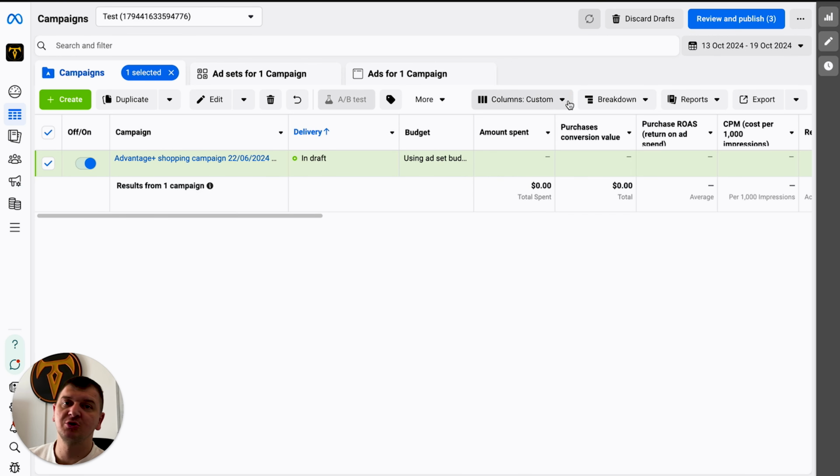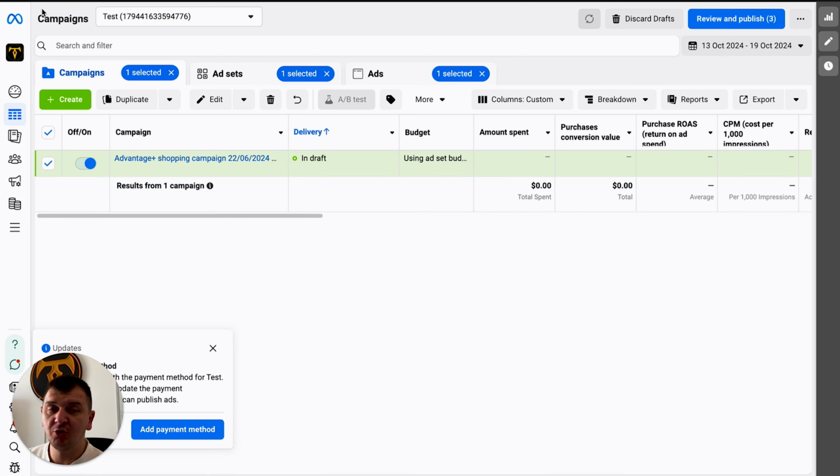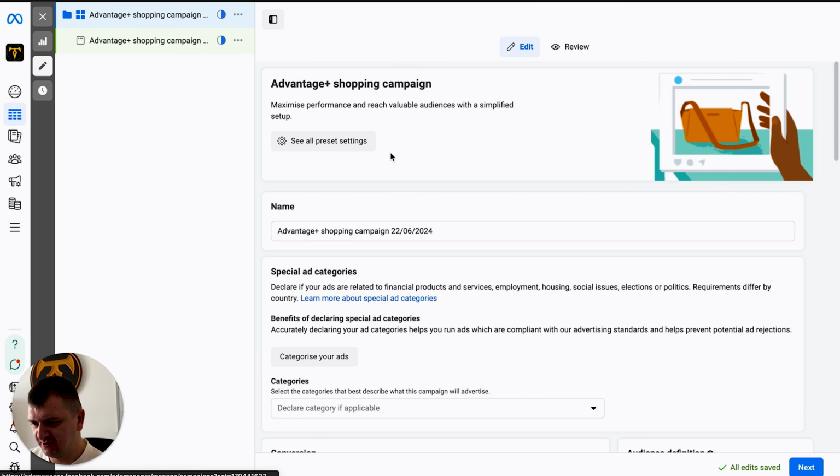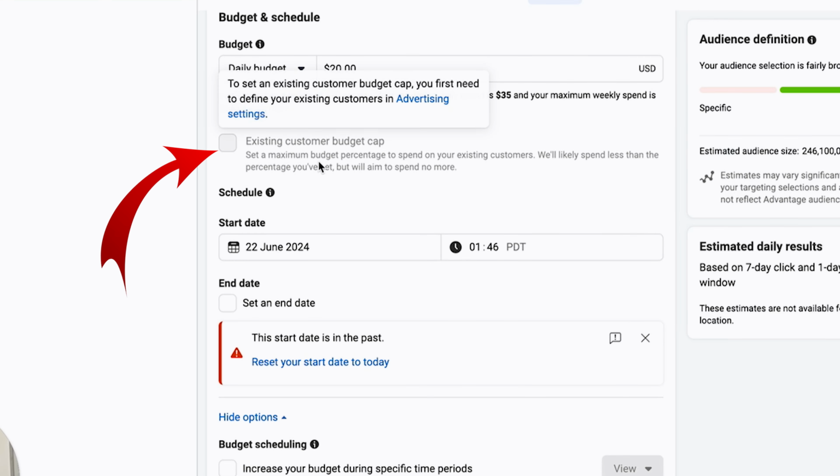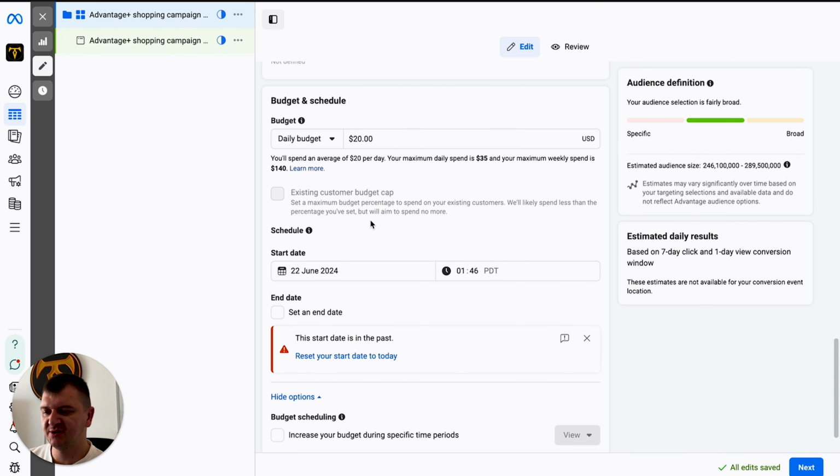And the last way that you can scale your Advantage Plus campaign is by reducing the amount of budget that goes towards retargeting and increasing the budget that goes towards prospecting. So when you create an Advantage Plus campaign and you scroll down, you see that there's a checkbox with existing customer budget cap. You can click on this, and at the moment it's not gonna allow me to edit it, but when you create your Advantage Plus campaign, you'll be able to click here and adjust the amount of budget as a percentage that goes towards prospecting and retargeting.